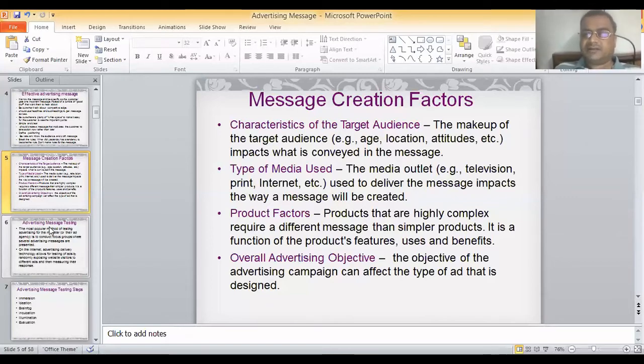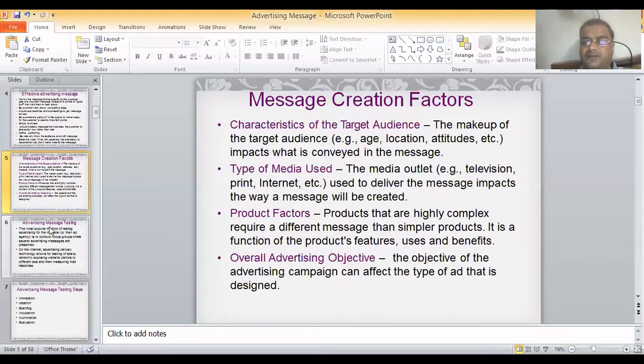Then third is the product itself. So whether the product is a complex product, like maybe a mutual fund or an insurance policy where there is a lot of terms and conditions and technical things, or is it a simple product? So all these things matter a lot.